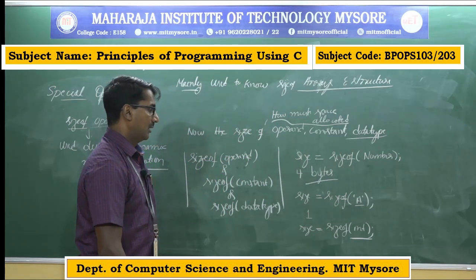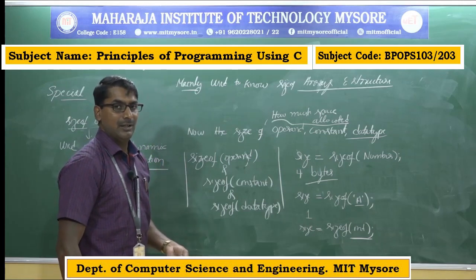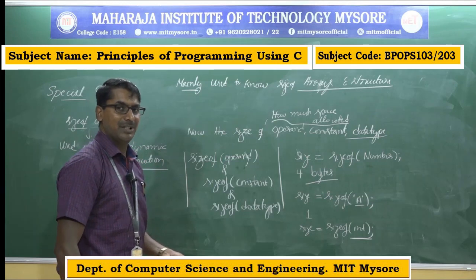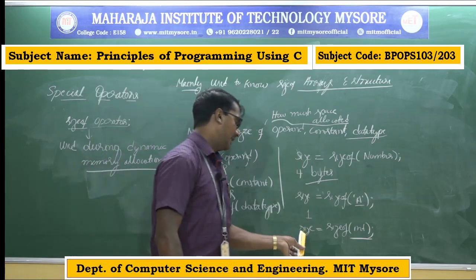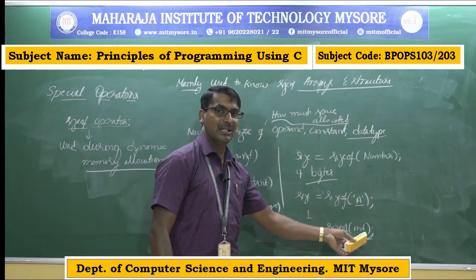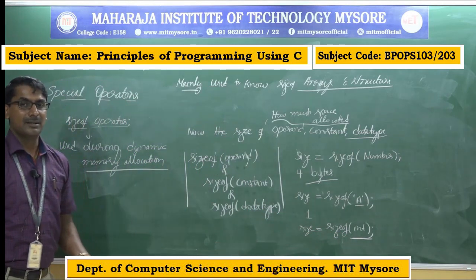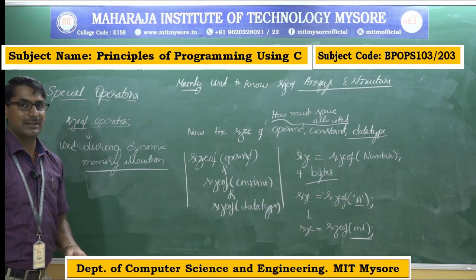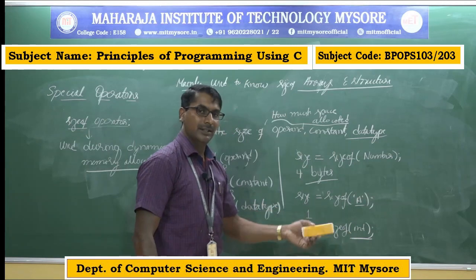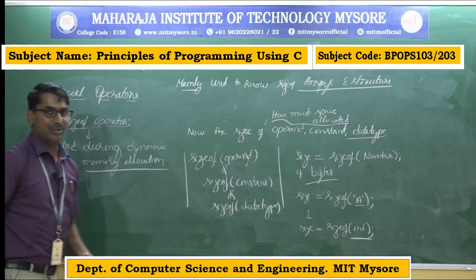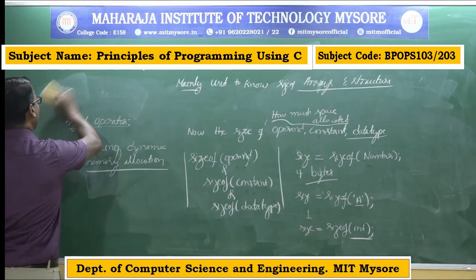If you want to know the type of machine you are using, whether a 32-bit machine, 64-bit machine or 16-bit machine, we can specify size is equal to sizeof int, because int is a word size. Word size represents the machine type. So if you specify size is equal to sizeof int, you will know the type of machine. Okay, that is about the special operators.